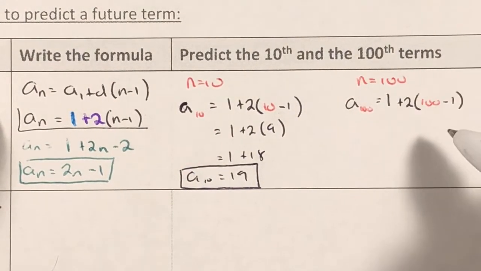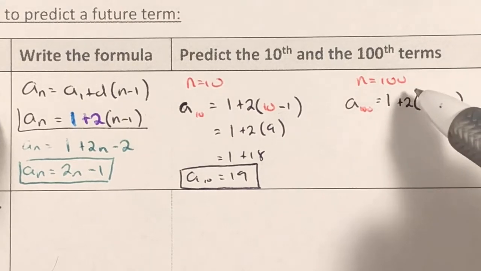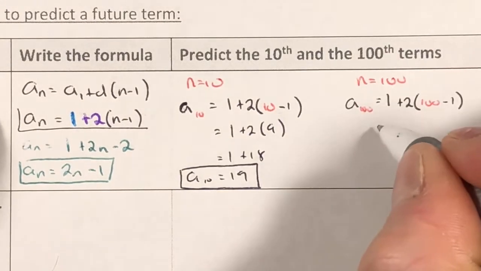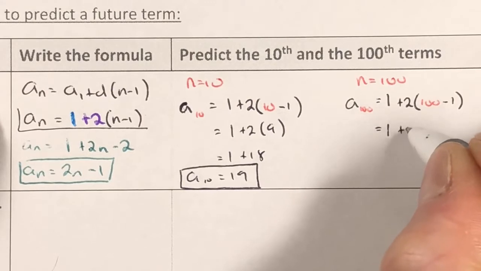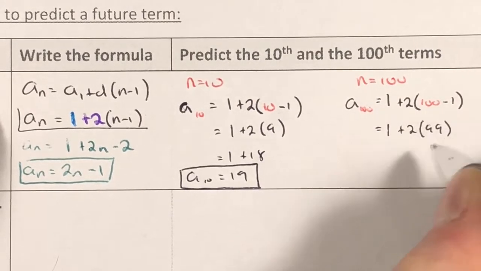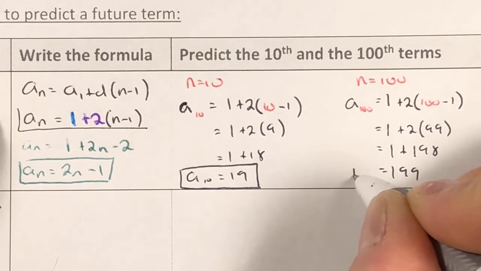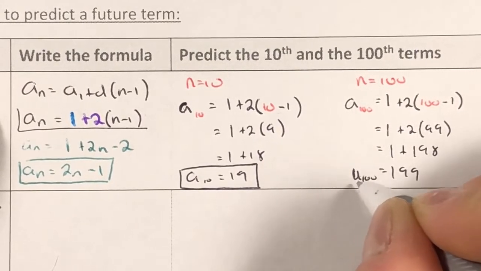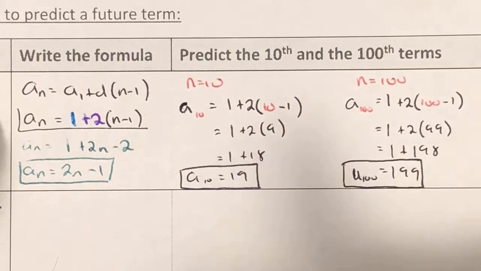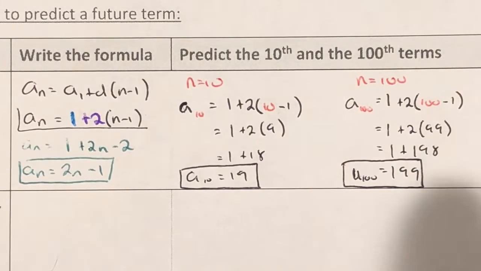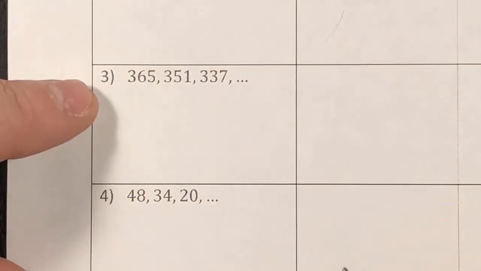To find the 100th term, I'm going to add 99 of these 2's. So that's 1 plus 2 times 99. That is 1 plus 198. This is 199. So my 100th term is 199. Perfect. Let's jump off into the next one.